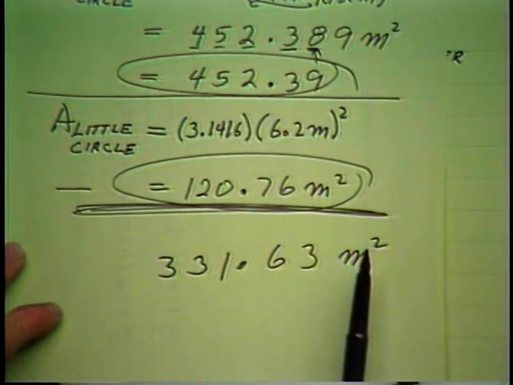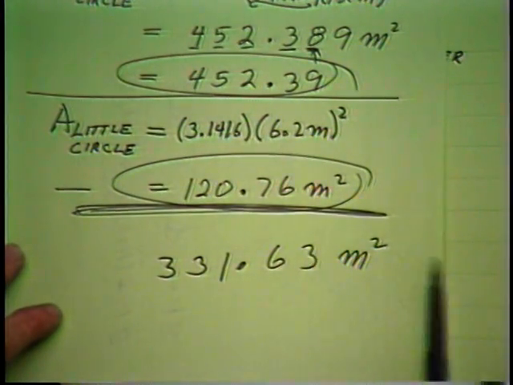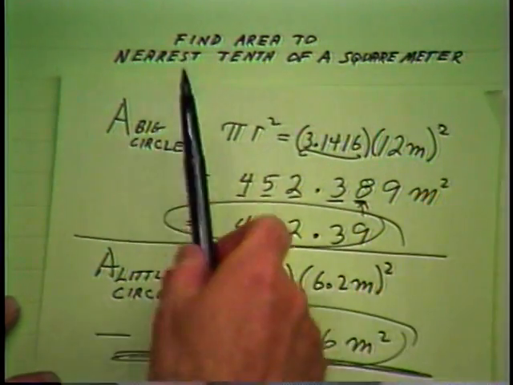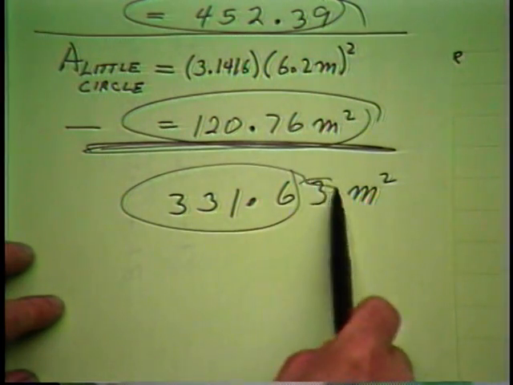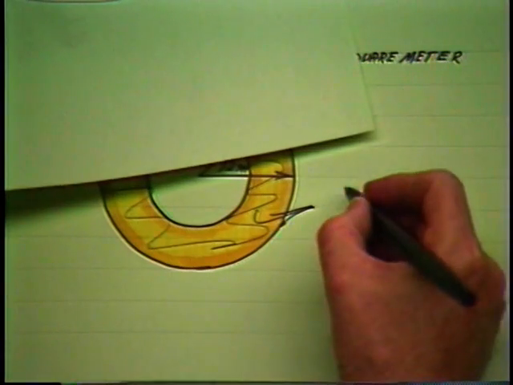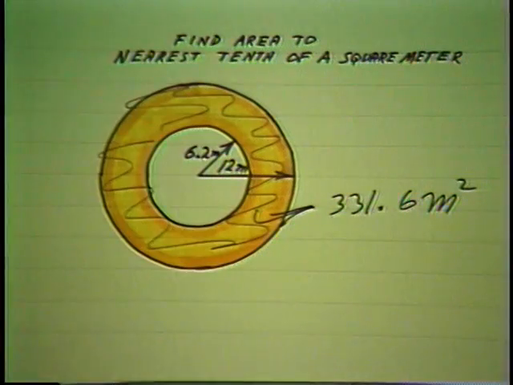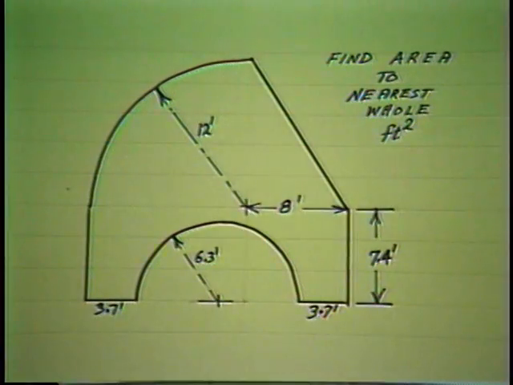331.63 square meters. Now see, we've kept one extra place, but we wanted originally to have it accurate to the nearest tenth of a square meter. So we'll round this to the nearest tenth. That's less than 5, so we drop it. So our track, in this case, is 331.6 square meters of area. Now see, in the previous problem we had to add 2 areas, in this case subtract. There now, isn't that a juicy one?